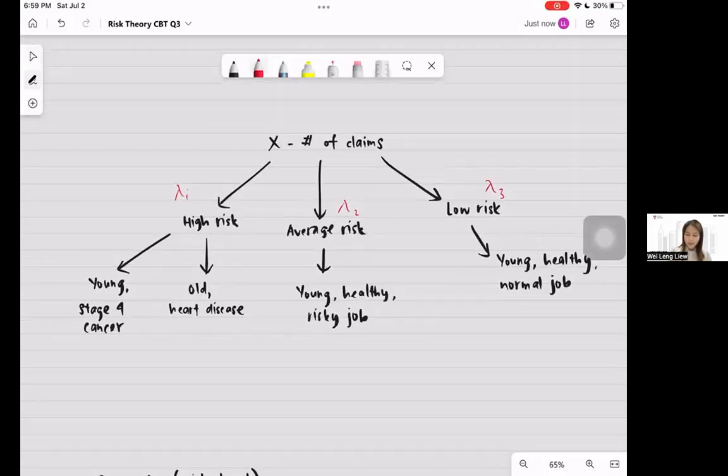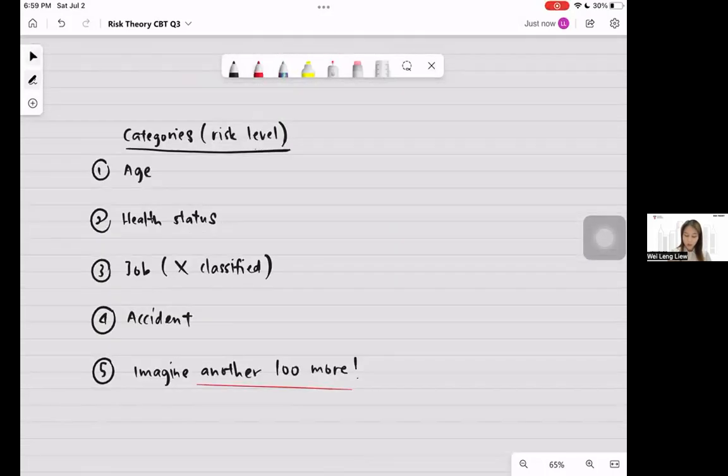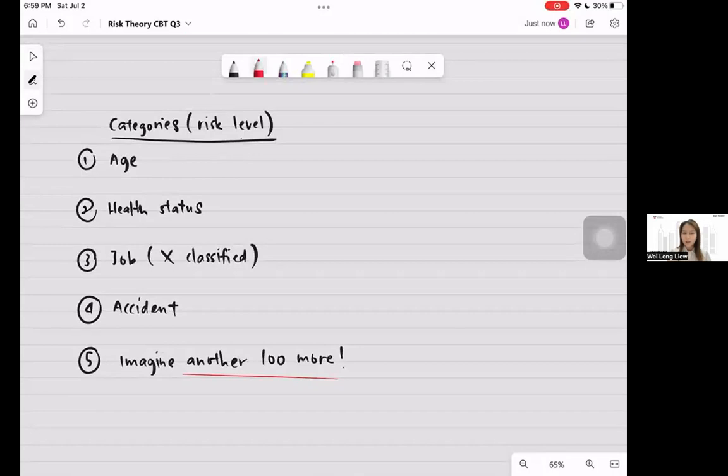So what do these conditions actually tell you? We can categorize them further into more categories, in this case, age, health status, and jobs. And why I mentioned that it may not be classified very clearly is because, for example, if you say that the job is very risky, how do you measure how risky the job is? Another factor we can take into consideration is that an accident will happen to the insured.